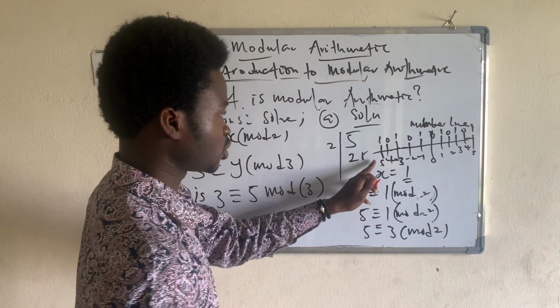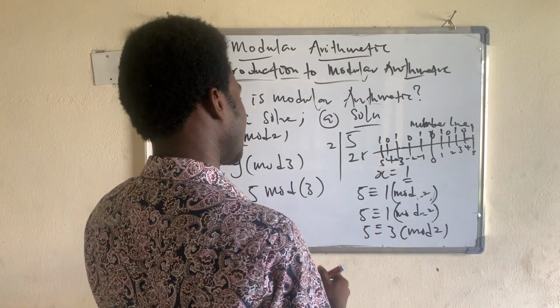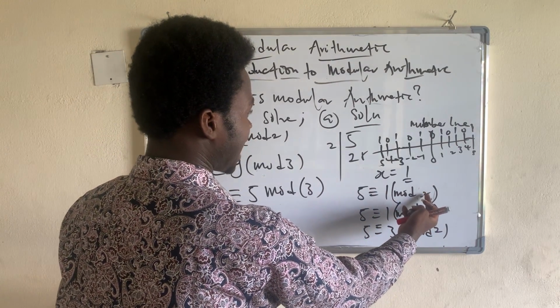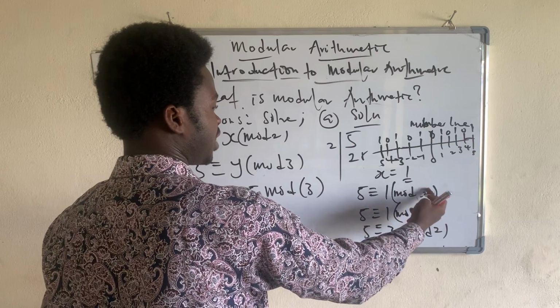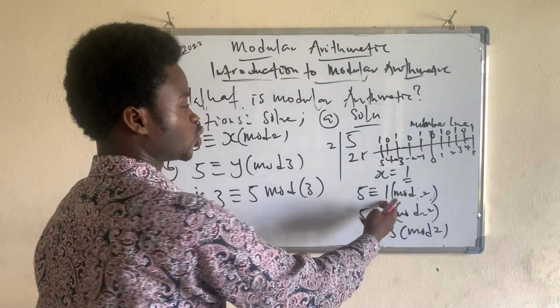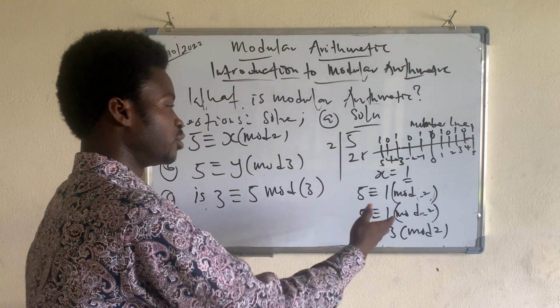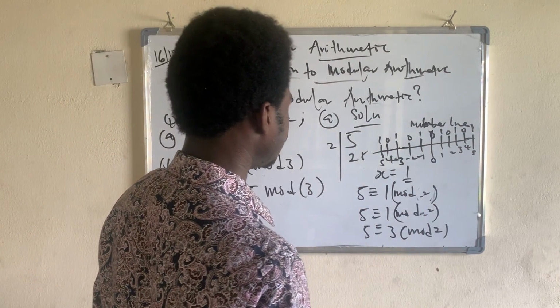So even with the way we solved the other one and got 5 is congruent to 1 in mode 2 by division, because our remainder is 1, we can also still get this by simply doing what? By simply adding this mode, this value here, to the number here. 2 plus 1 will give me 3. So I can say 5 is congruent to 3 in mode 2. So these two ways we can use that.